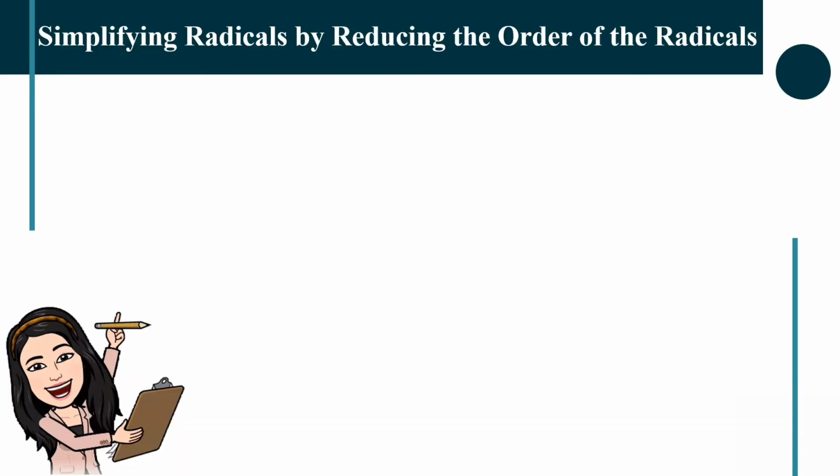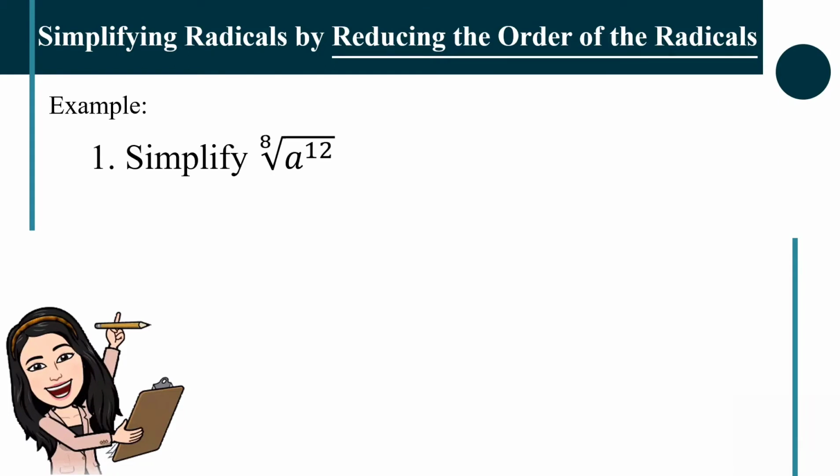Okay, so we are now done with the first condition kung saan kapag may perfect na truth pa, kinukuha natin or ini-reduce natin yung radical. So this time, let us reduce naman the order of the radical. So how are we going to simplify this kind of radicals na kung saan malaki yung ating index or pwede pa natin i-reduce sila? Now, for our example, simplify 8th root of a raised to 12.